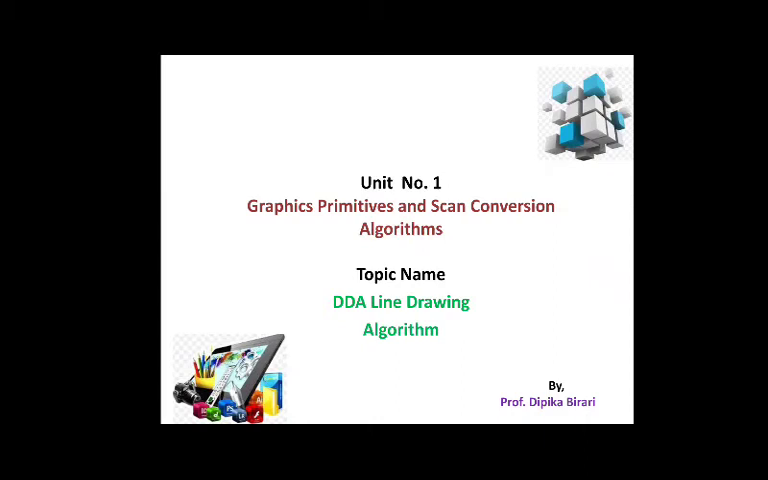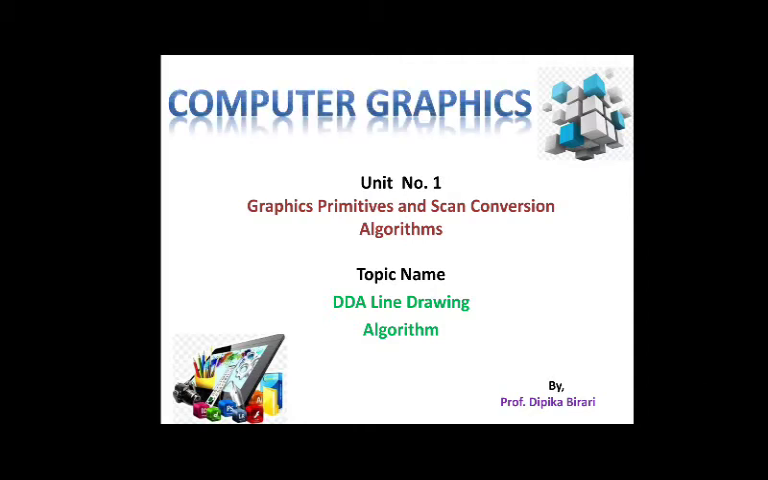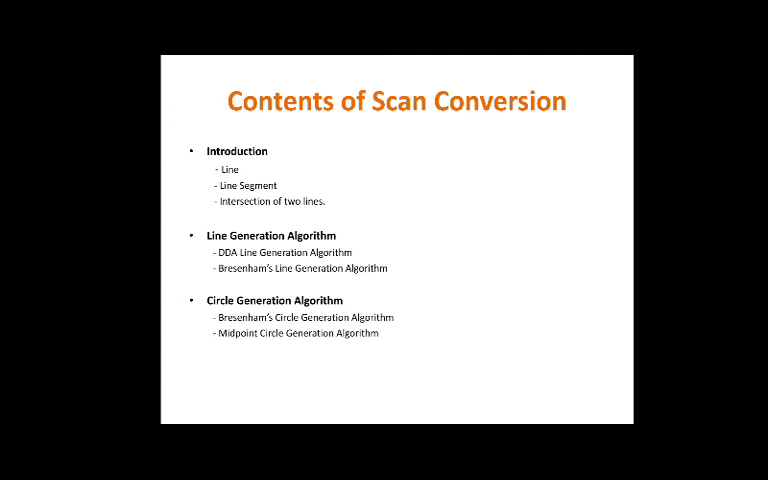Hello everyone, and today we will see the topic of a line drawing algorithm, that is the DDA line drawing algorithm. Before this we have seen what is a line, what is the equation of a line, what is a line segment, intersection of a line, how to find the point of intersection, the value of x and y, then the types of slopes of a line, gentle and sharp slope, and how we are incrementing x and y in gentle and sharp slope.